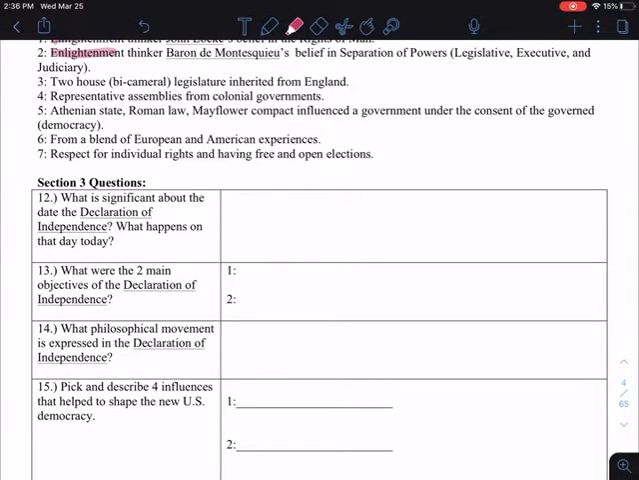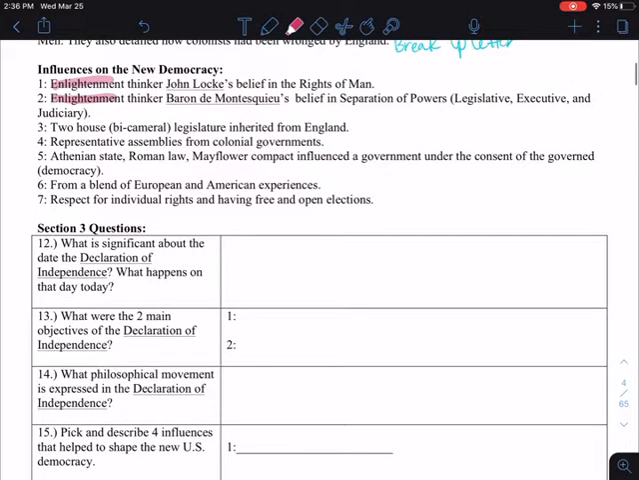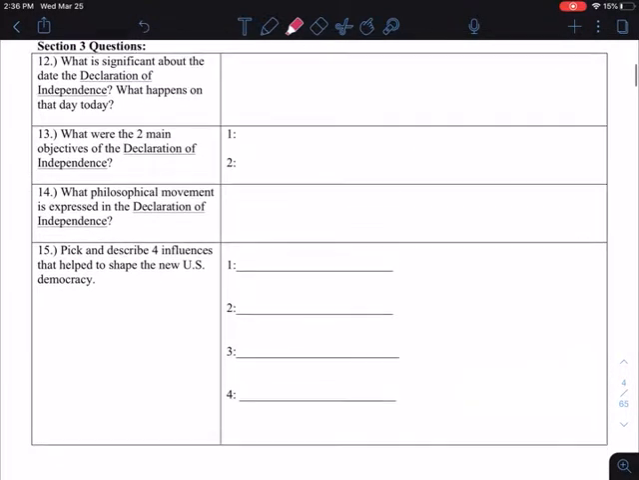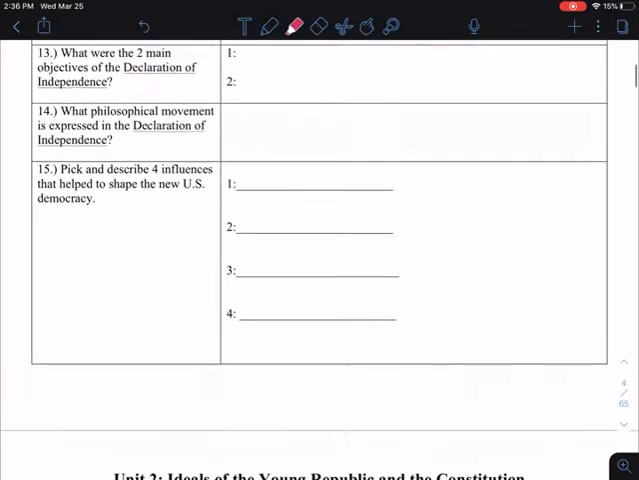4 influences that shaped the U.S. democracy. You've got a whole bunch to pick from here. We've got England influences us. The representative governments that we had formed influence us. You can give examples: the Mayflower Compact, Roman law, Athenian state. You can do Montesquieu, Locke. Individual rights is going to influence us. That bicameral legislature, you got a whole bunch of ideas to pick from there. And that is Unit 1.